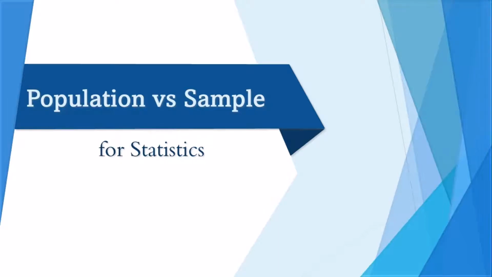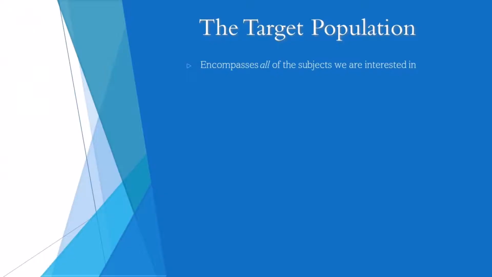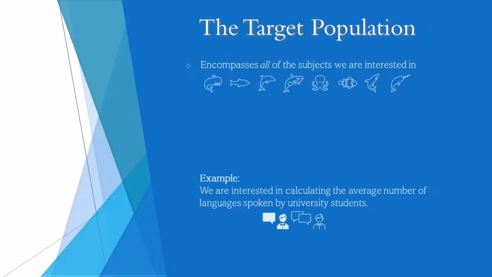Hi everyone, my name is Taylor and in this video I will explain the difference between a population and a sample. In statistics, the target population encompasses all of the subjects we are interested in. For example, if we are interested in calculating the average number of languages spoken by university students, our target population will be all university students.